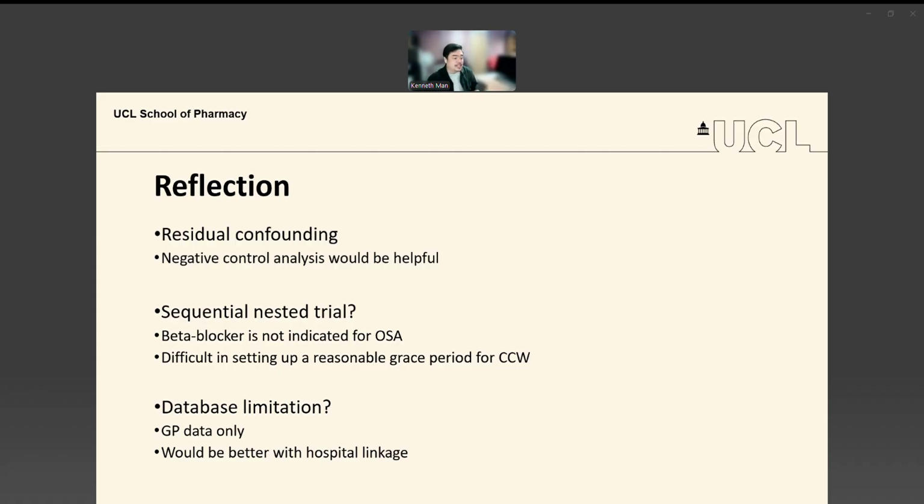And of course, there was some database limitation. I used the GP database in the UK without linkage to hospital records. My outcomes were cardiovascular diseases and mortality, which would be better captured with hospital linkage or the death registry. So potentially there are some database limitations suffered by my study, but that's kind of outside the application of the clone-censor approach.